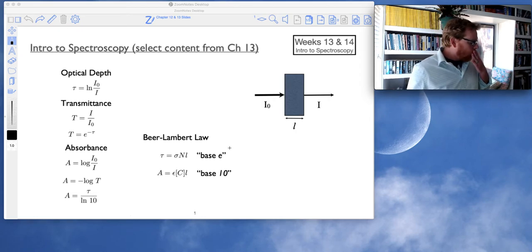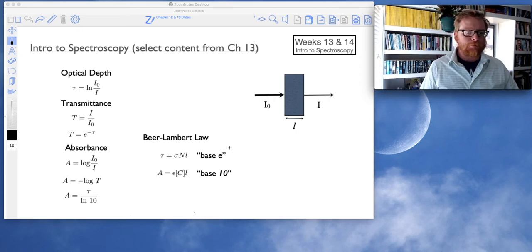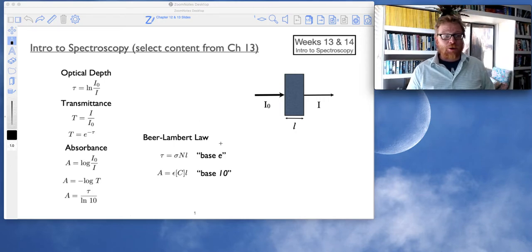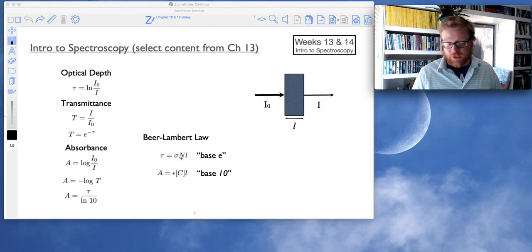So the first thing I want to get into is a little bit of review. So hopefully this all looks familiar. I know we've talked about this in Chem 361, but also in your other classes. And so what I want to describe is simply the phenomenon of light passing through an absorbing sample and then going on and detecting that light.